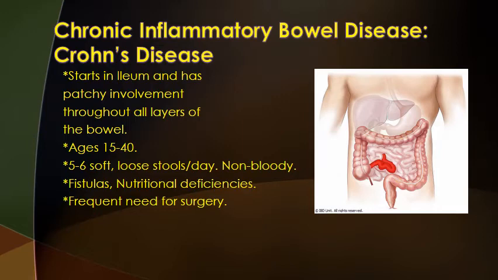The most likely age groups to be affected by this disease are those ages 15 to 40. They will have 5 to 6 soft loose stools a day, and they are non-bloody. This differs from ulcerative colitis as well, where they have 10 to 20 stools, and they can have bloody aspects to them. The bigger problem for Crohn's disease patients is not the hemorrhagic issue, but the fistula formation, and nutritional deficiencies as well. But the fistula formation is present in Crohn's disease and is just not a problem with ulcerative colitis. Crohn's disease patients have a frequent need for surgery, and we'll talk more about that later.